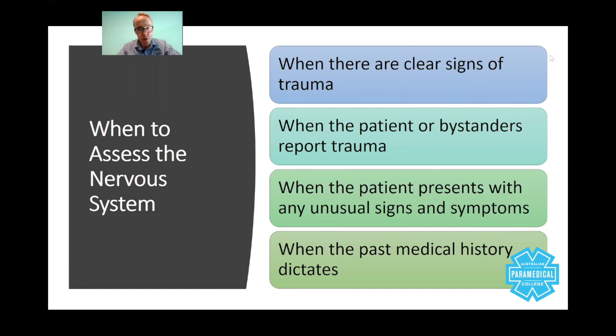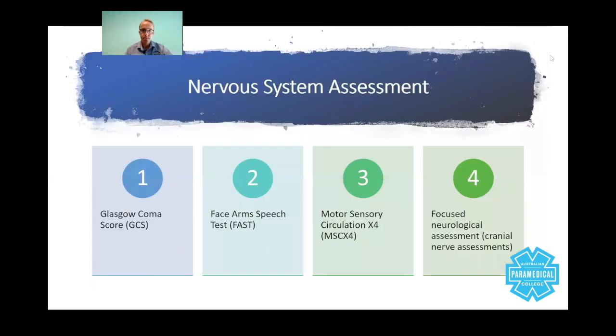When the patient presents with any unusual signs or symptoms, and when the past medical history dictates any type of condition involving the nervous system, and this can be anything from previous head injuries through to previous cerebrovascular accidents, all the way through to any of the nervous system diseases, such as motor neuron disease. So the different parts then of a nervous system assessment from a pre-hospital viewpoint include these aspects.